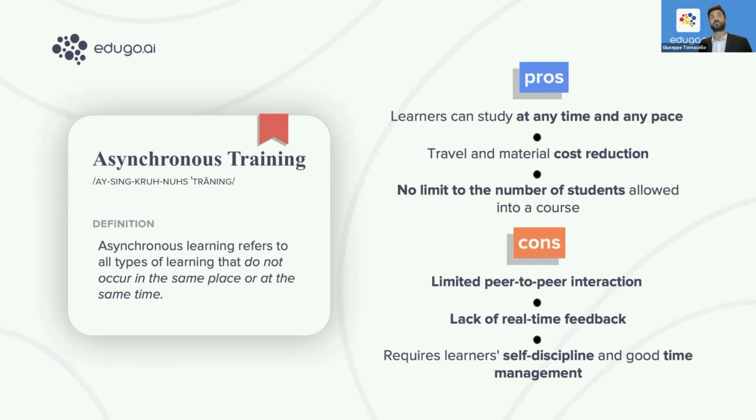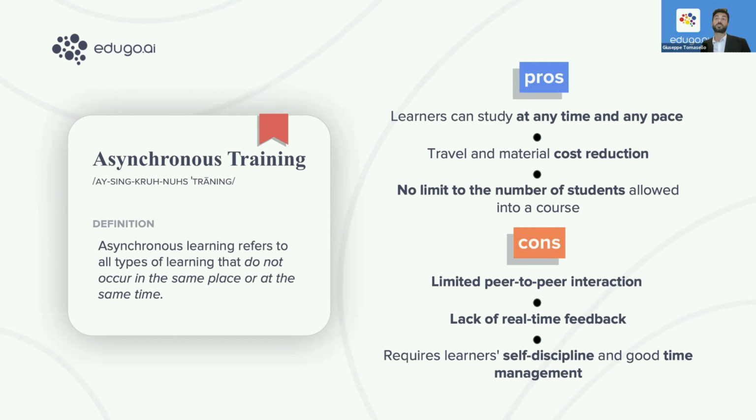On the other end, we have asynchronous training, which refers to all types of learning that don't occur in the same place and at the same time. So in this case, we are talking, for example, about when you're using a learning management system and the student is interacting directly with content, right? So the learning happens between the student and the content. There is content in between, and so there is no direct interaction.